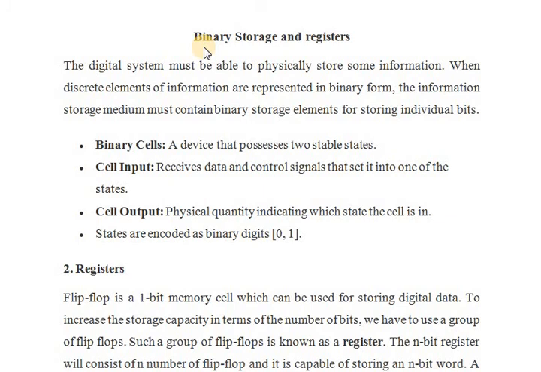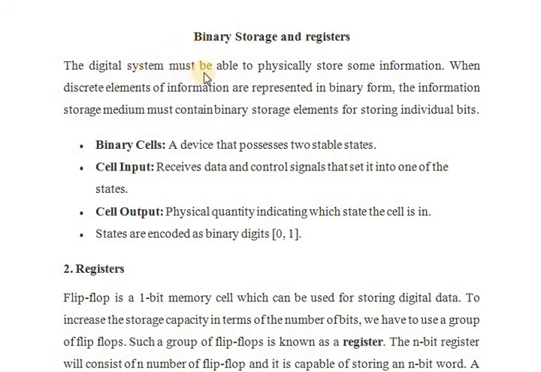In the previous class we discussed 1's complement, 2's complement, 9's complement and 10's complement and their arithmetic operations. Now we are going to discuss binary storage and registers. Binary means you know that it has only two states, that is 0 and 1. So next we are going to see about the registers. First we will see the binary storage.